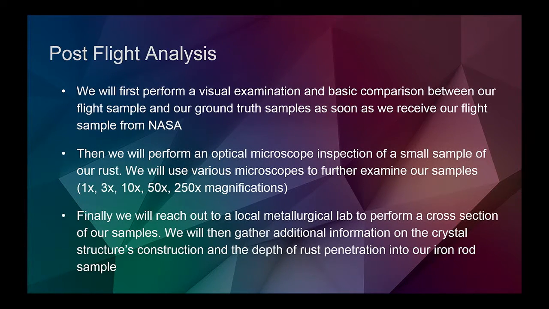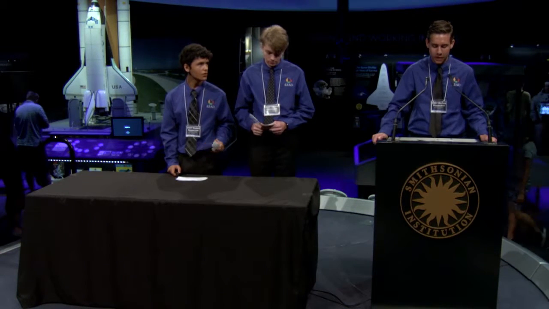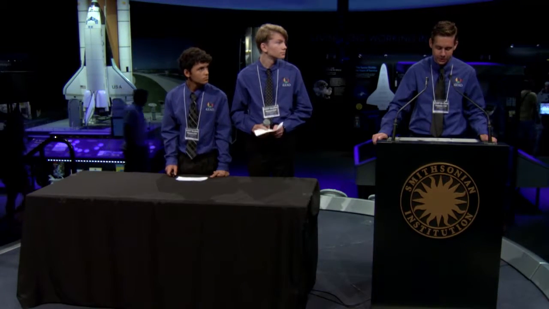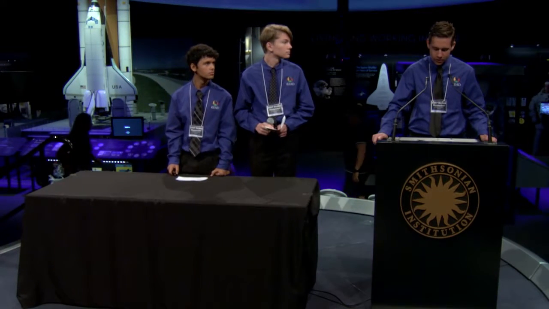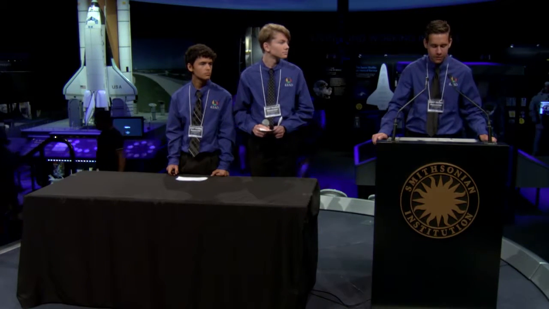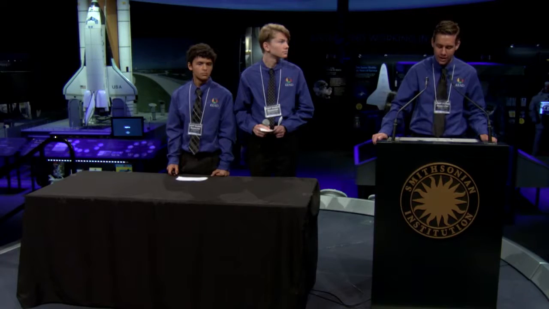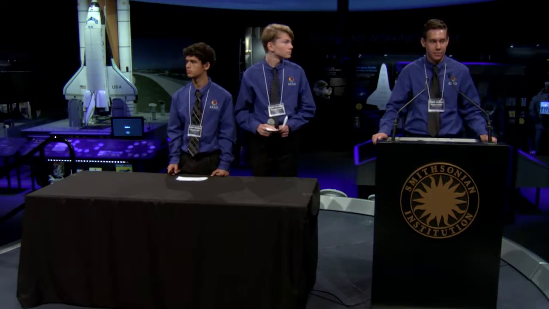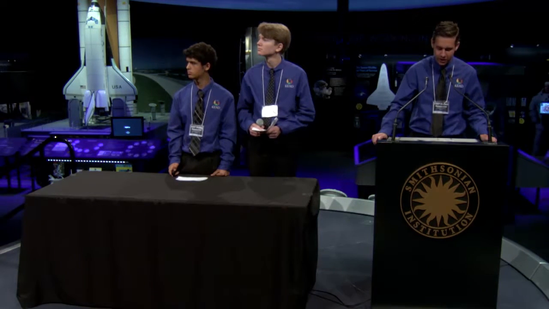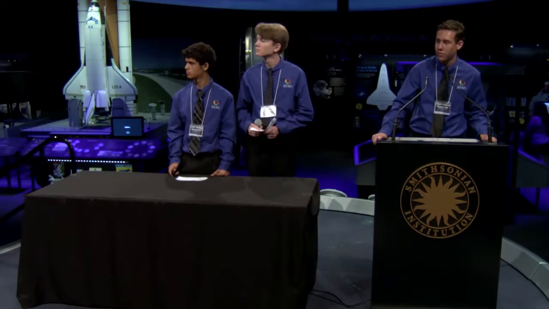We will first perform a visual examination and basic comparison between our flight sample and our ground truth samples as soon as we receive our flight sample. Then we will perform a microscopic inspection of a small sample of our rust. We will use various optical microscopes to further examine our samples at 1 through 250 times magnification. Finally, we will reach out to a local metallurgical lab to perform a cross-section of our samples. We will then gather additional information on the crystal structure and depth of rust penetration into our iron rod sample.